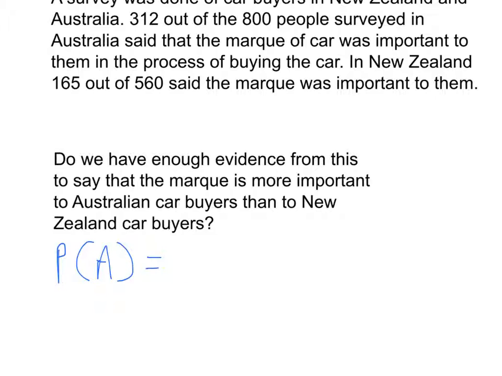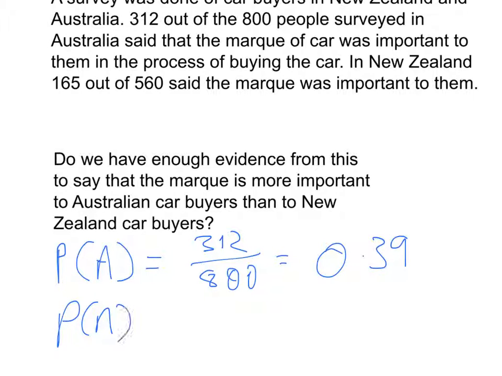So first of all, do the Australian one, which is 312 out of 800. Now, it's actually really useful to do these in decimals because it makes a whole lot of other things easier. So that's 0.39. And then the probability with New Zealand is 165 out of 560. We put that in the calculator, it gets 0.295.